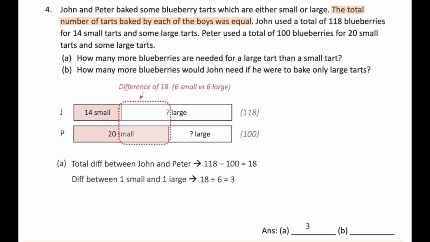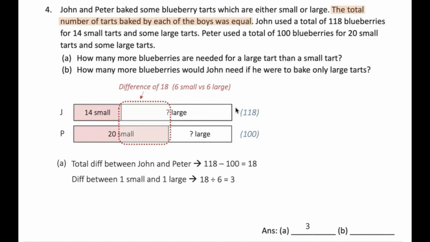So look here. Every one large tart has 3 more blueberries than a small tart, right? Everybody agree that one large tart has 3 more blueberries than a small tart.